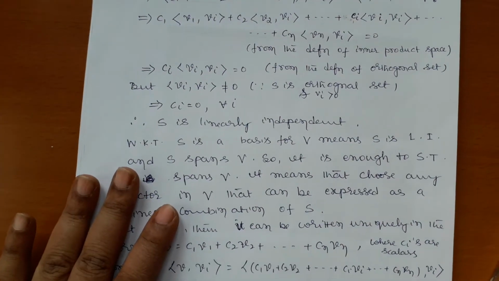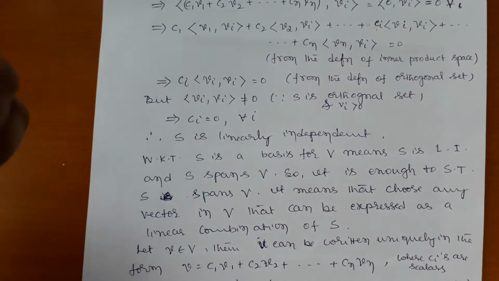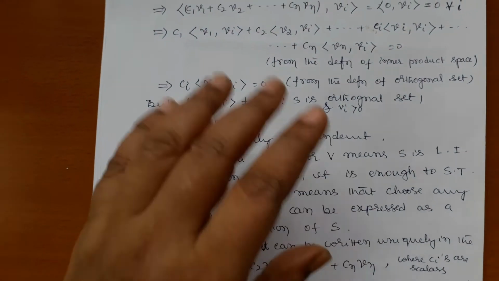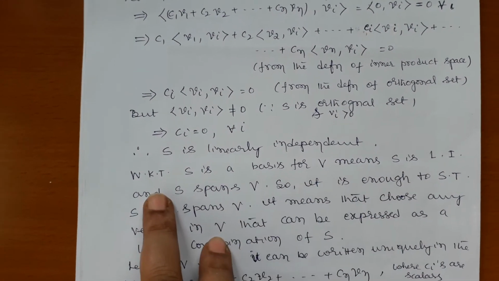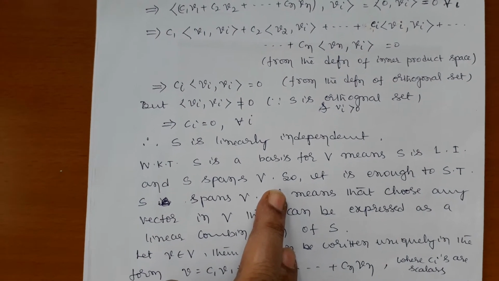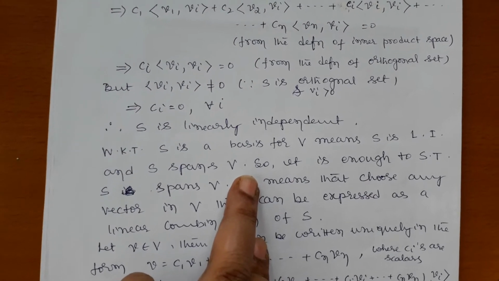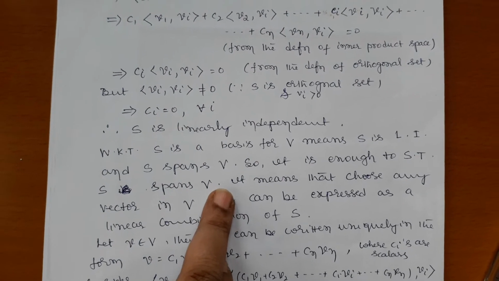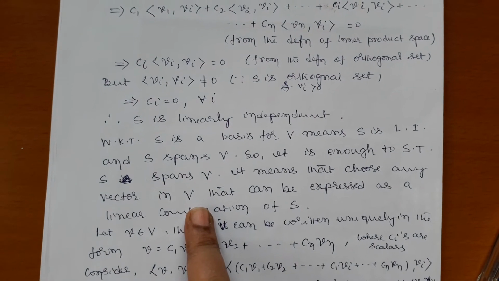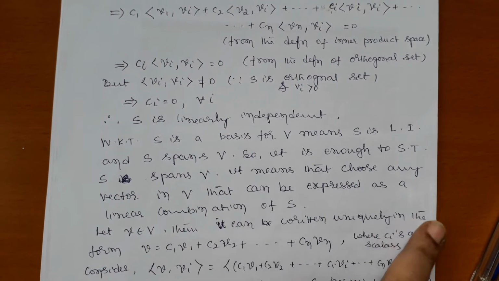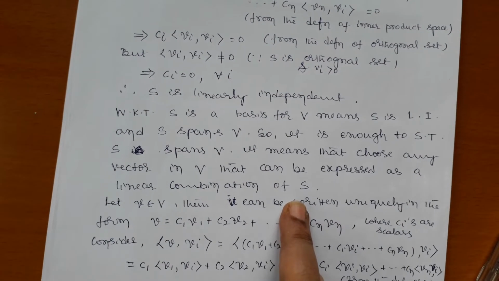Anyway, it is already verified that the orthogonal set S is linearly independent. It is enough to show that it spans, meaning S spans V. We know that S is a basis for V means S is linearly independent and S spans V. But we already verified that S is linearly independent. So I only have to show that S spans V. S spans V means that if we choose any vector in the inner product space, it can be expressed as a linear combination of S. Then only we say that S spans V.